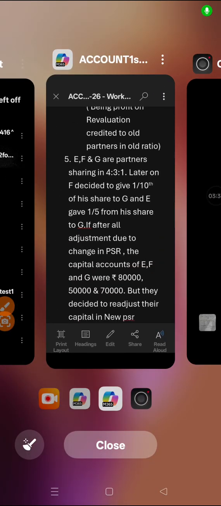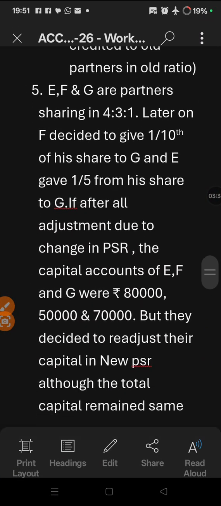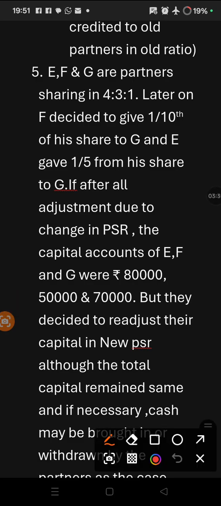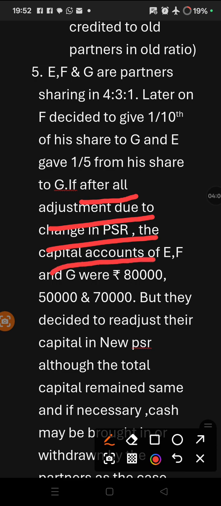Now let us come to the question. The question says, please be attentive here. If after all adjustment due to change in PSR, so we have just calculated that the new PSR is 24:27:29, and the old PSR was 4:3:1. Capital account, please be attentive.